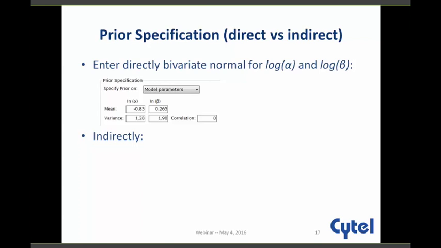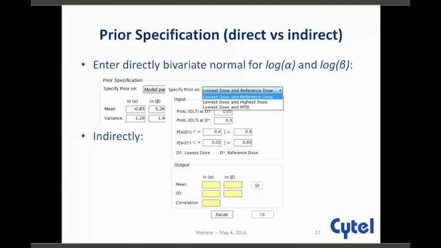And that's why within the software we have utilized an indirect method of specifying this prior distribution. And this indirect method depends on eliciting information from your clinical team. The type of information that you may elicit is in terms of either the best guess for the probability of toxicity of a lower dose and what the MTD is, or the lower dose and the reference dose, or the lower dose and the highest dose. So this is typically information that clinicians are much more comfortable providing to you in this probability space rather than directly on the parameter space.